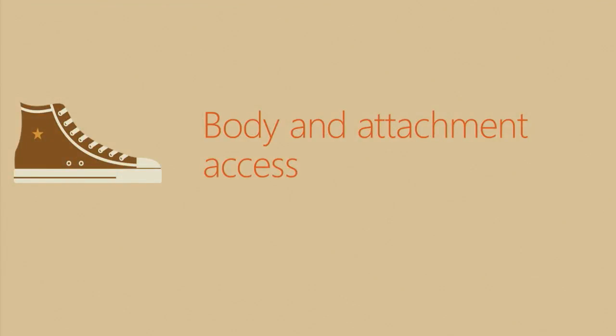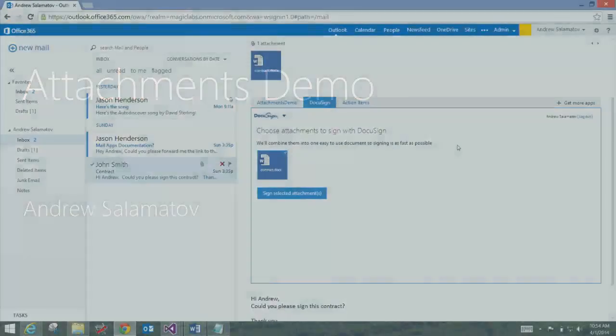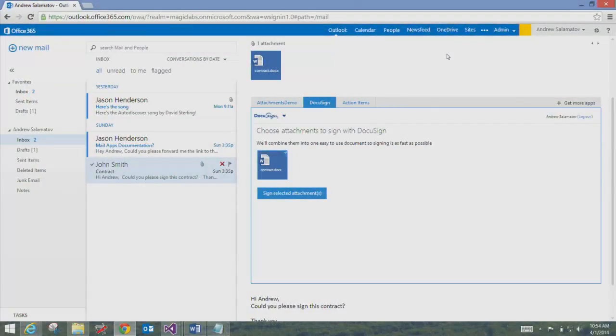So let's talk about body and attachment access first. I think really the best way to introduce why we did a lot of work here and why this is important is by showing you an interesting demo that utilizes this feature. So I'm going to switch to my laptop. And here you're looking at DocuSign. This app is in our store right now. It's been revamped since they first launched it as well. They just shipped an update about a couple of weeks ago.